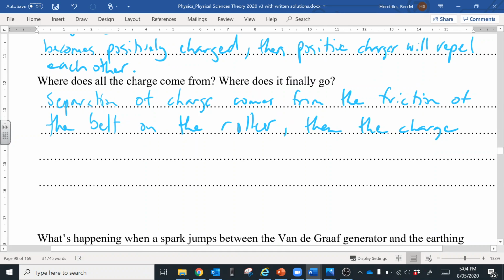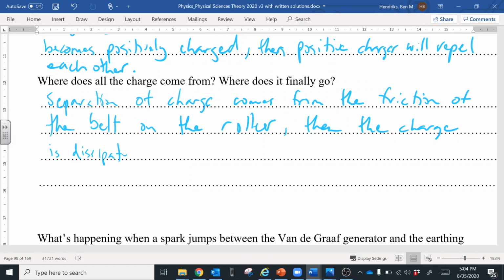Then the charge is dissipated to the grounding sphere.